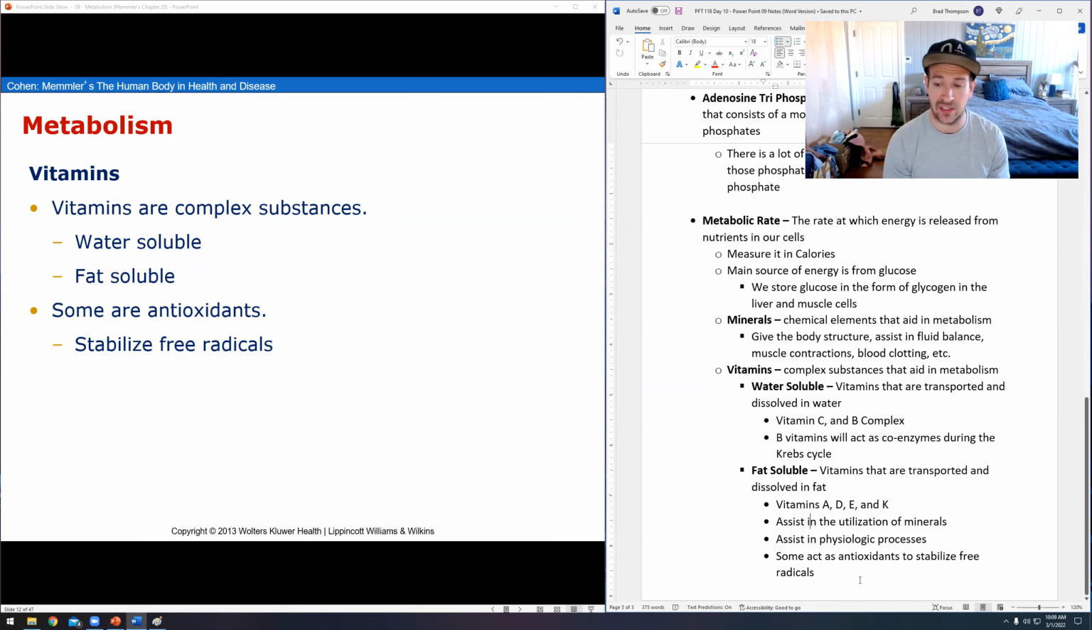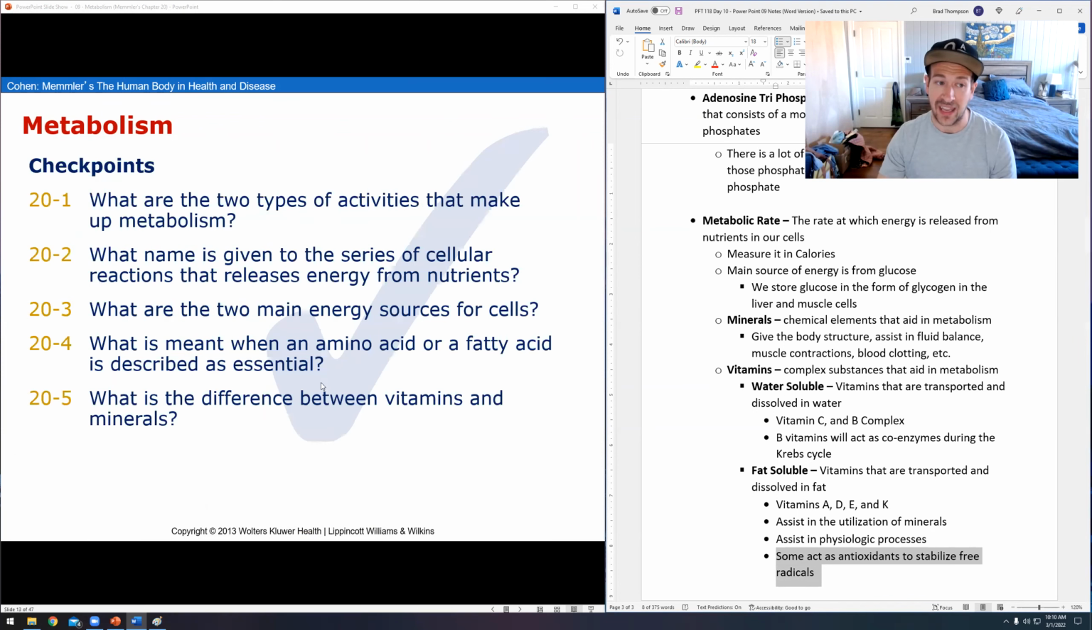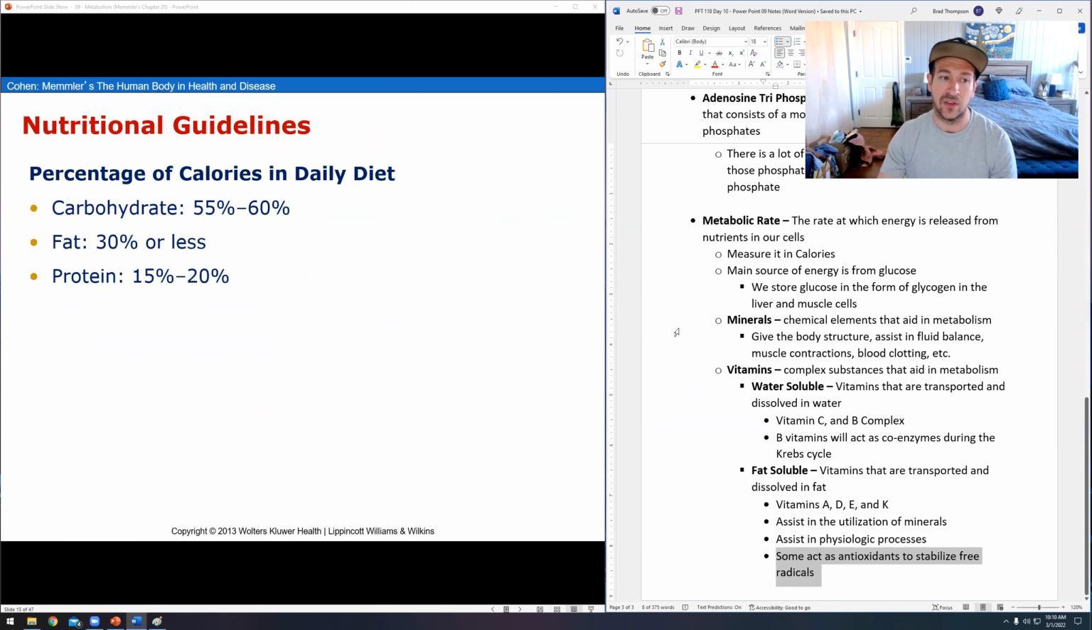It also aids in physiologic processes, right? Your blood clotting, for instance, we need vitamin K to be able to do that. And some of them even act as antioxidants, which are going to help stabilize and fight different types of cancers. So we're a huge fan of vitamins for that.